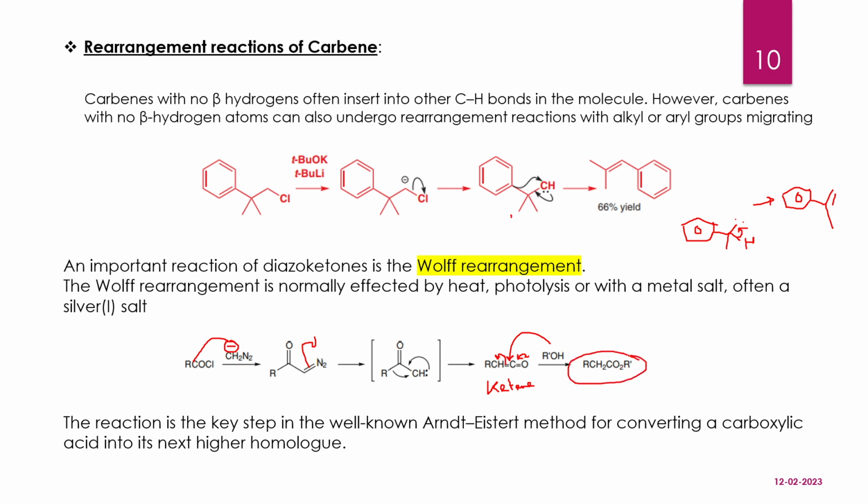So if we see, this is the Wolff rearrangement. For this reaction, it is normally affected by heat, photolysis, or any metal can be used, like silver metal or silver plus one. The reaction is a key step of a well-known reaction, the Arndt-Eistert method, by which we can convert a carboxylic acid into its next higher homologue. Homologue means one carbon will get increased.